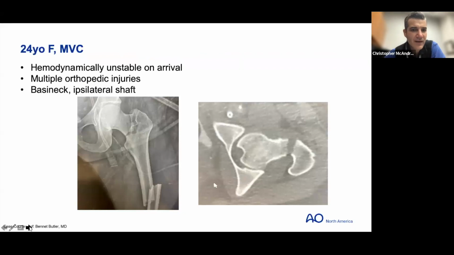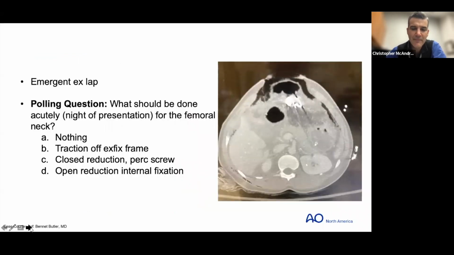All right. Let's see. I think, Jeff, you know this case the best, but this is a 24-year-old motor vehicle crash, hemodynamically unstable. Very similar to the patient we showed third in that last little bit, but basicervical neck, ipsilateral shaft, multiple other injuries, but importantly, not necessarily doing great on the first night. And I think, if I remember, has an X-lap. So lots has been happening to this patient.